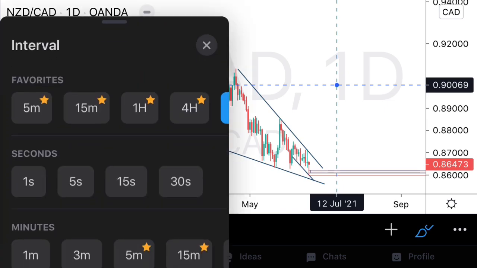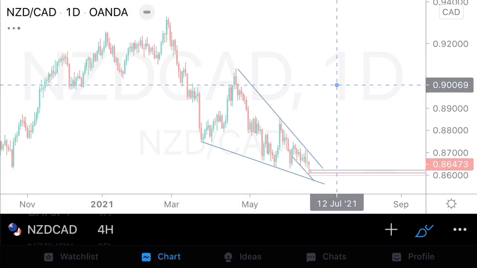Now let's go down onto the H4. We've already identified our major structural highs and lows on the daily, and we've obviously plotted our support and resistance trend lines so that we are aware of the structure that we are trading in.